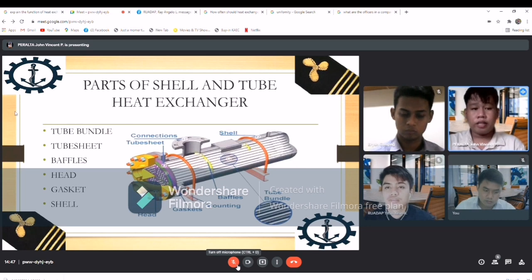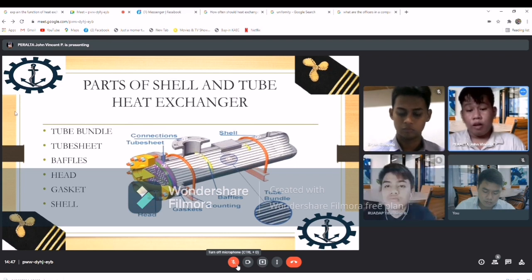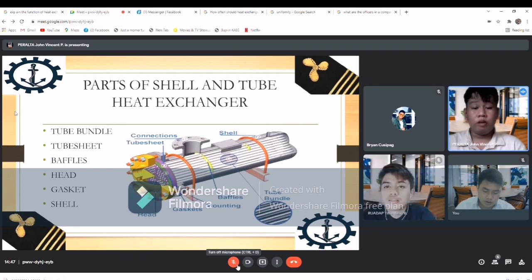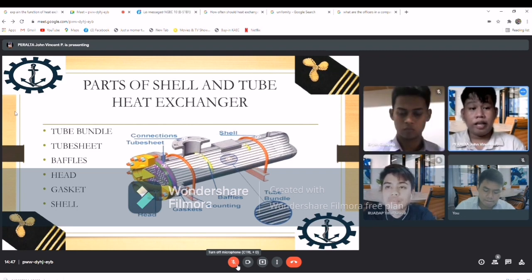Next, sir, is the gasket. It is used to prevent leakage in our heat exchanger. We are very familiar with this part because we can see it in every kind of machinery. We use this, sir, to avoid leakage. The last part is the shell. The shell is simply the container for the shell side fluid. On the other side, we have a nozzle, and the nozzles are the inlet and the exit ports.